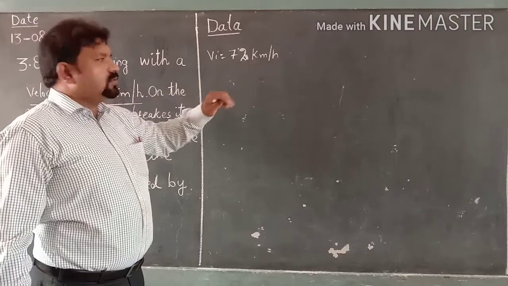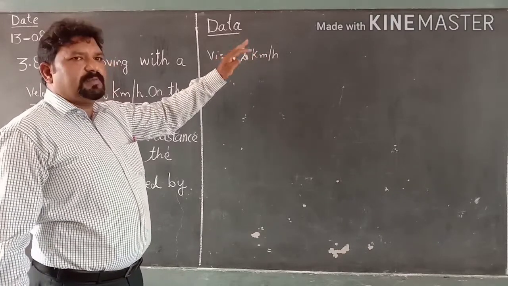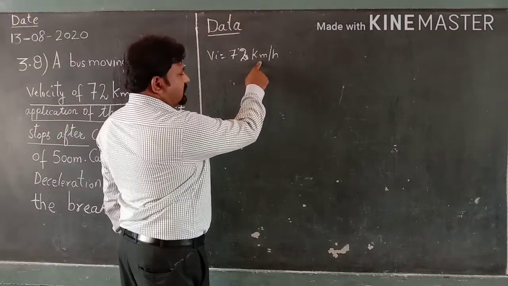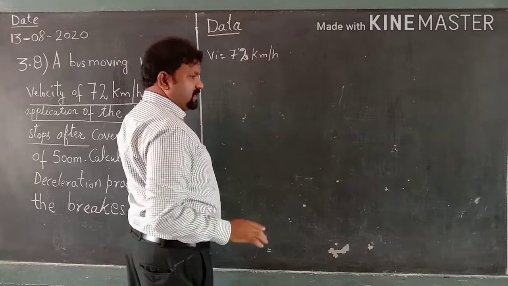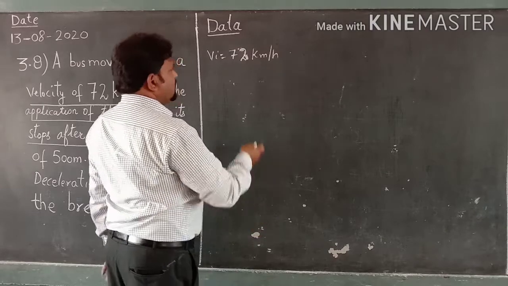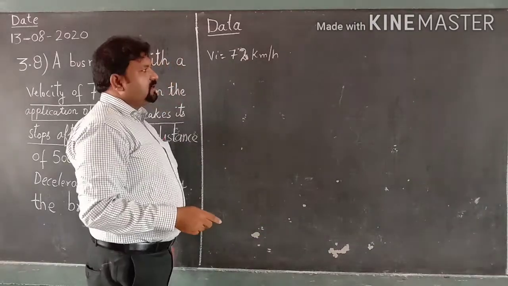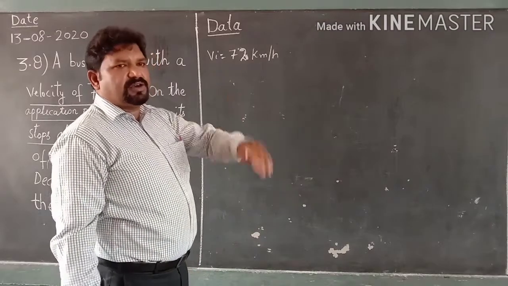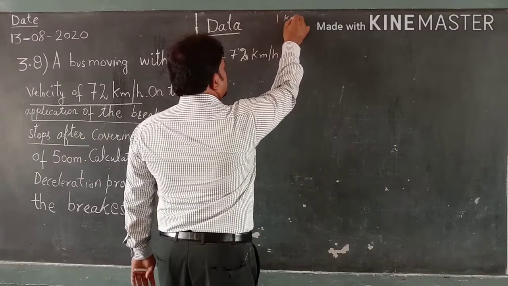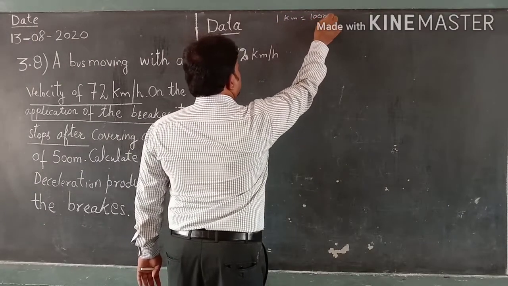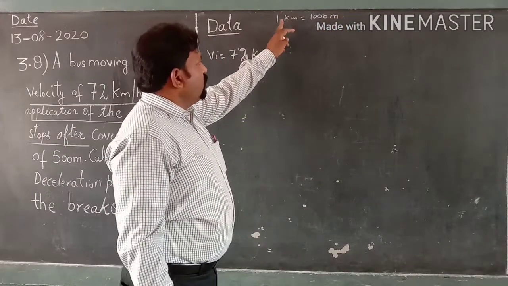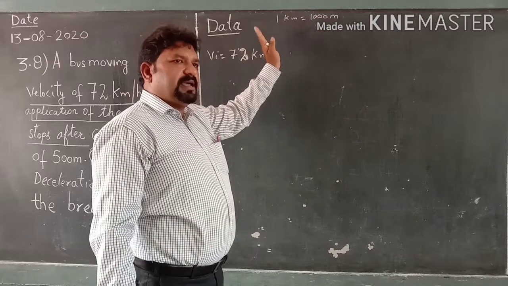Actually 72 km per hour is a bigger unit. So we will convert this unit into meter per second. How can we convert kilometer per hour into meter per second? Because we know that 1 kilometer is equal to 1000 meter. And when we convert kilometer into meter, we multiply by 1000.